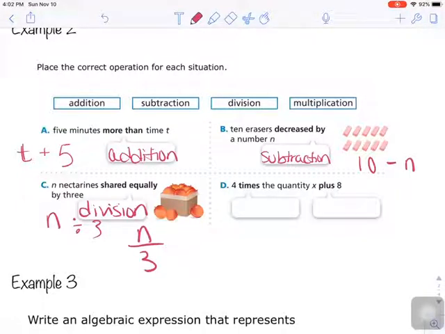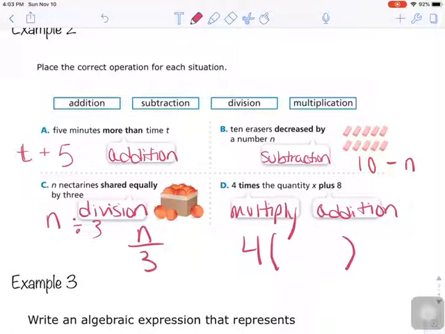And then last one, 4 times the quantity x plus 8. So let's break this down. So the first part, 4 times, we know that means to multiply. And then x plus 8, plus means addition. So if we wanted to write this out, first we have 4 times something, but then we have the quantity of x plus 8. So we want to do that operation first. So whenever we want to do something first, we're going to use our little parentheses here, and we're going to put x plus 8 inside our parentheses.